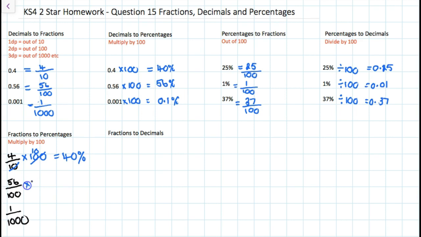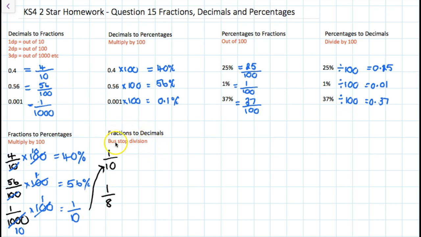Next one, we multiply this by 100. This time the 100 and the 100 cancel each other out to leave you with 56 times by 1, which is 56%. And this one, multiply that by 100. This time this one goes into itself once, goes into this one 10 times, leaving you with 1 out of 10, which we're going to go on then to change this fraction into a decimal up here.